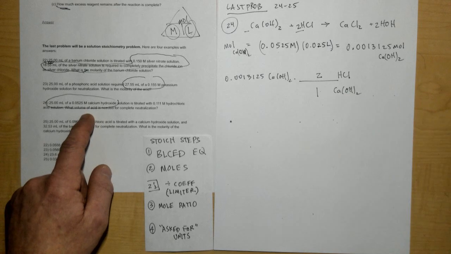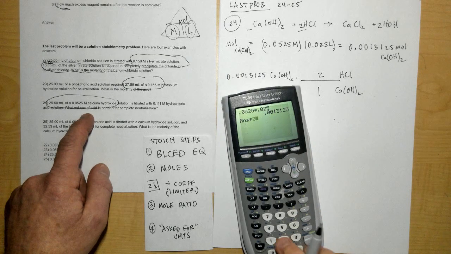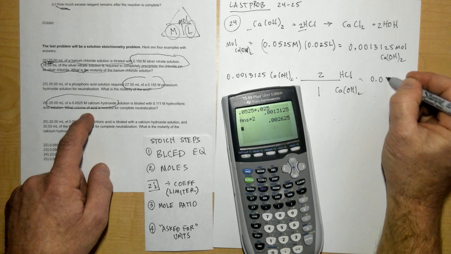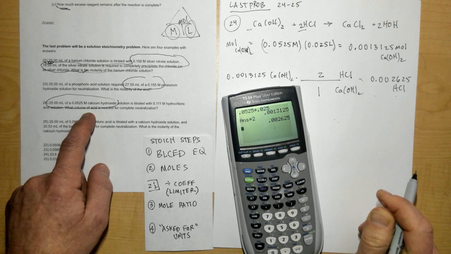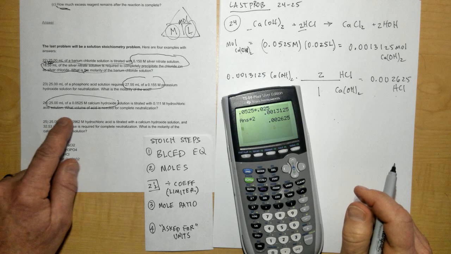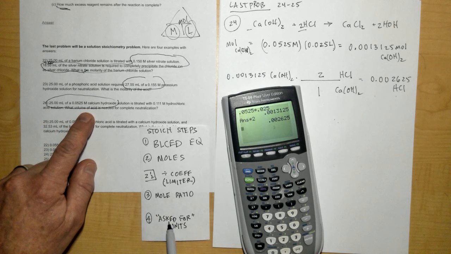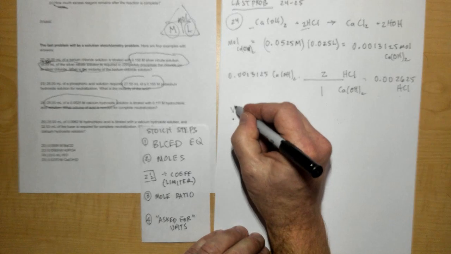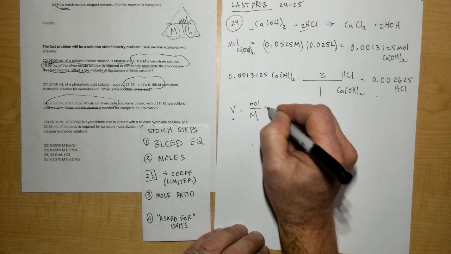So multiply my 0.0013125 times 2. Make sure I push multiply. Yep. So this is my number of moles of hydrochloric acid that are titrated. And it says what volume of the acid is needed to complete the neutralization. So in step number 4 right here, I'm going to convert to the asked for units, which is volume, which is liters. And so volume in liters is equal to moles divided by my molarity.